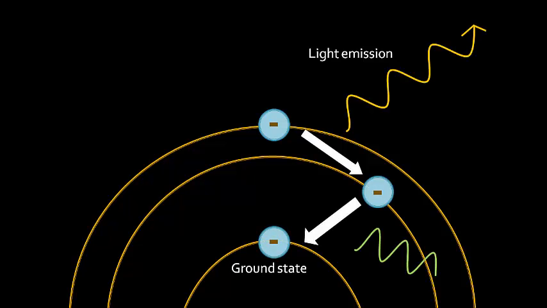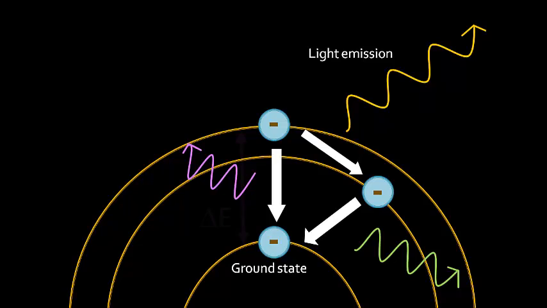There are several pathways for this. Each of these transitions involves a specific amount of energy being released, which corresponds to the energy gap between the electron shells. This energy gap relates to a particular wavelength and hence color.